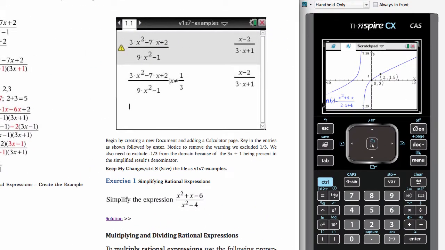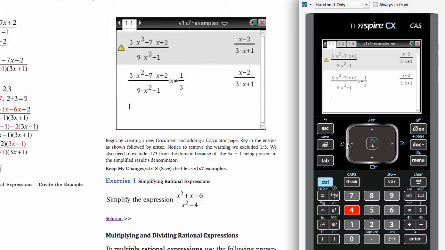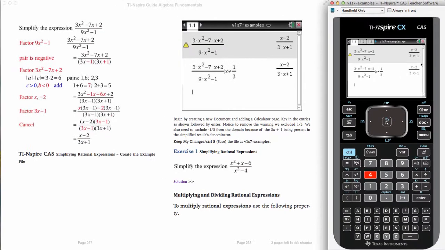Let's go ahead and look at this on our calculator. So we'll go to the home screen. Then we'll go to the current document. And we see that when we type this in, we get the warning, and we get the answer x minus 2 over 3x plus 1. When we write that x cannot equal 1/3, we end up with the answer over here.